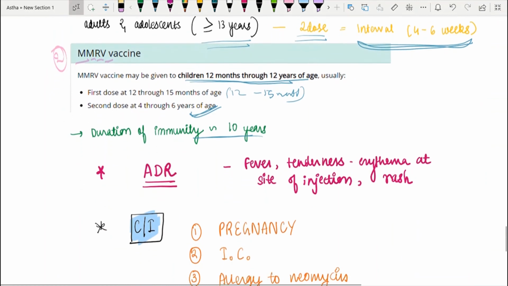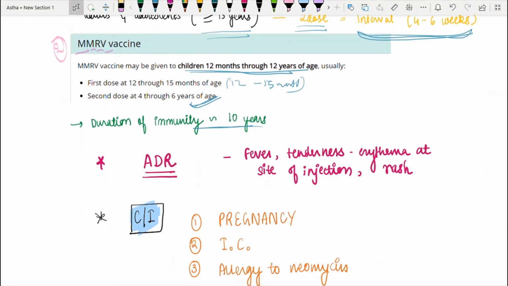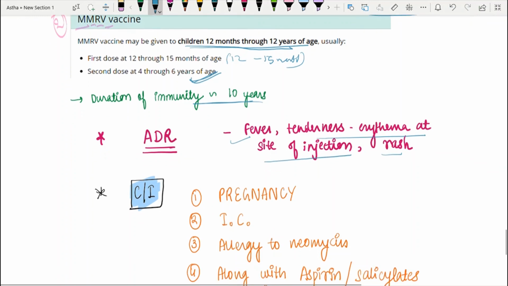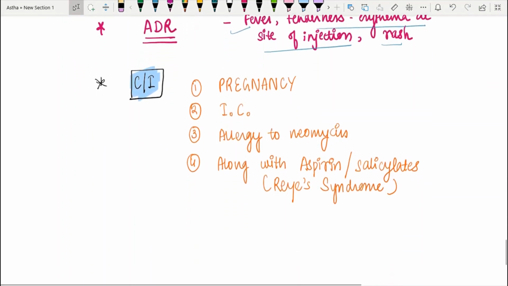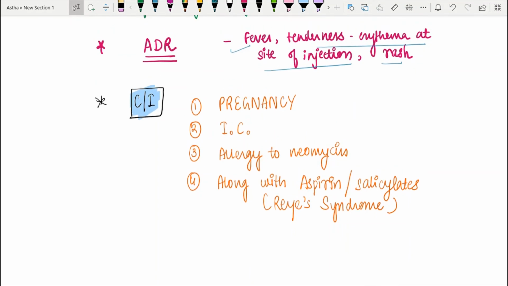And what are the adverse drug reactions of these vaccines? That is, of course, the common reactions: fever, tenderness and erythema at the site of injection. Rashes may appear in some. Fine. It is very rare though. Then this is important: what are the contraindications of the vaccines? So first is pregnancy. You cannot give it, also to immunocompromised people.